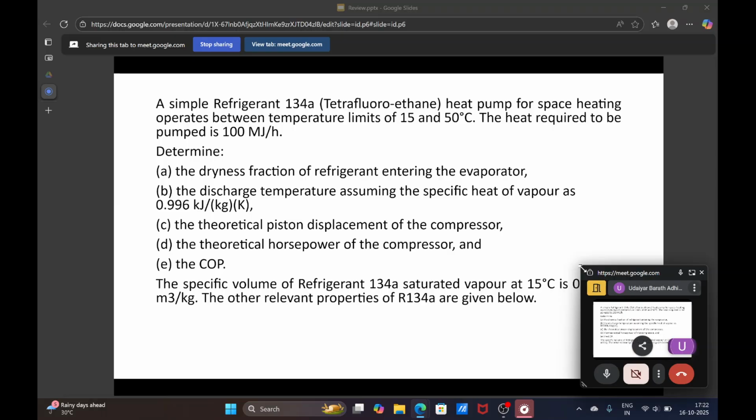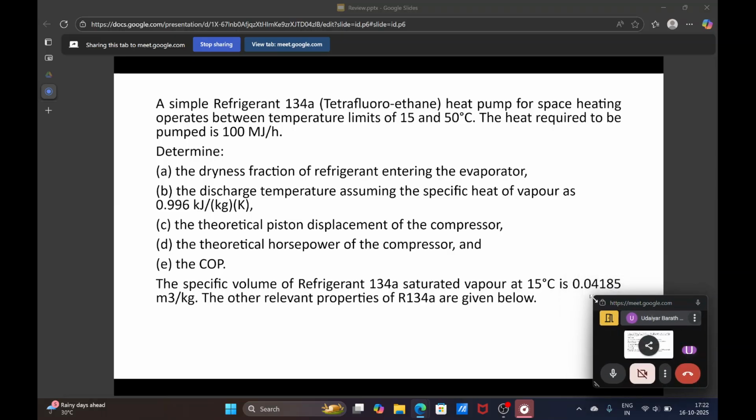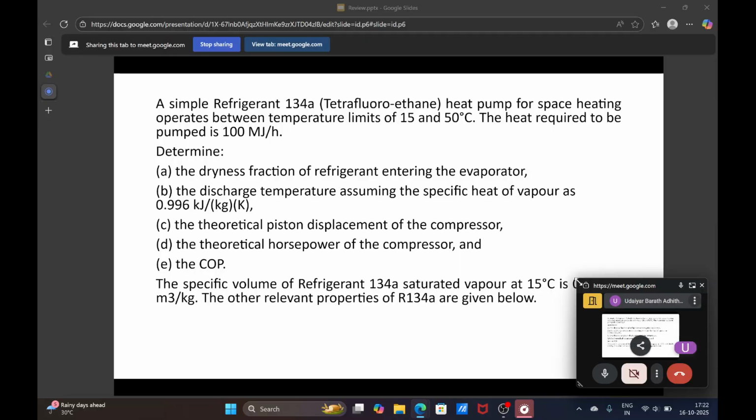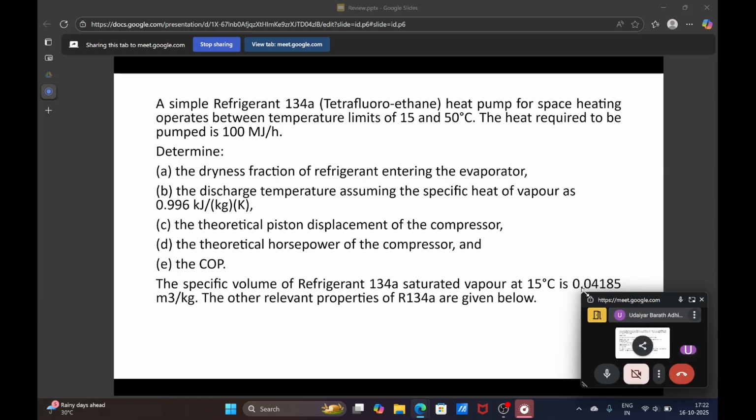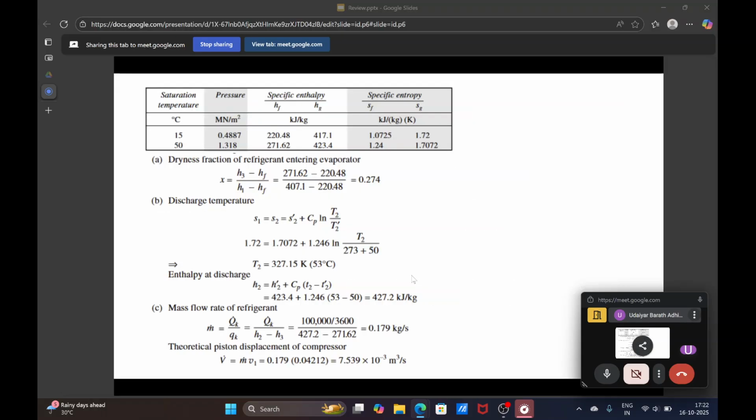The specific volume of refrigerant R134A saturated vapor at 15 degrees Celsius, which is the inlet to the compressor, is 0.04185 meter cube per kg. The other properties are given: the saturation temperatures 15 and 50, the corresponding pressures and the enthalpies of saturated liquid and vapor, and similarly the saturated liquid and vapor entropies.